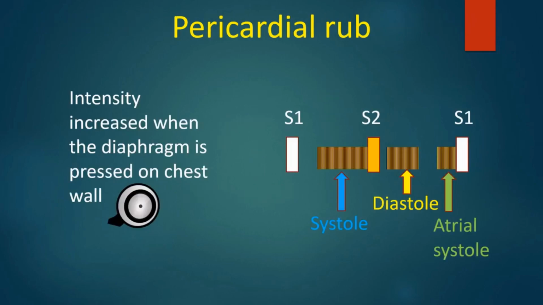Pericardial rub is a superficial scratchy sound which is better heard with the person leaning forward. Intensity increases when the diaphragm is pressed on the chest wall. It persists on breath holding and is synchronous with the heartbeats, differentiating it from a pleural rub. Pericardial rub is triphasic with one phase each in systole, diastole and atrial systole. All phases may not be heard always, and it is well known to be evanescent.